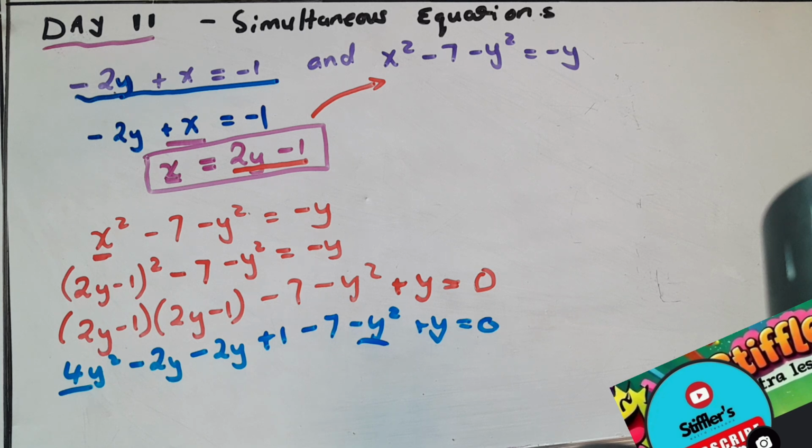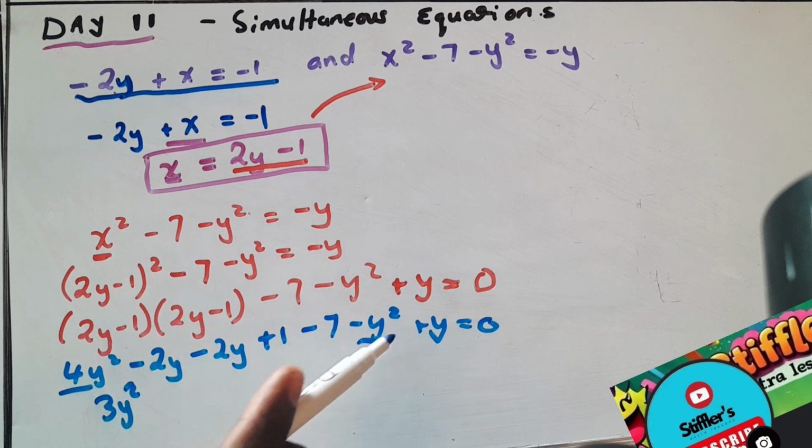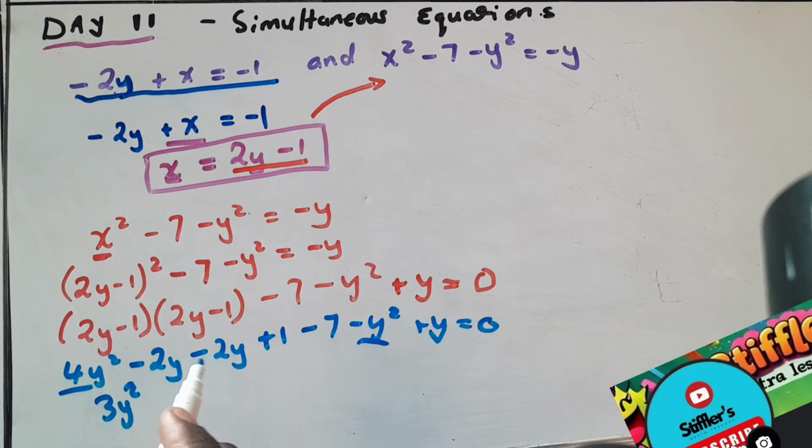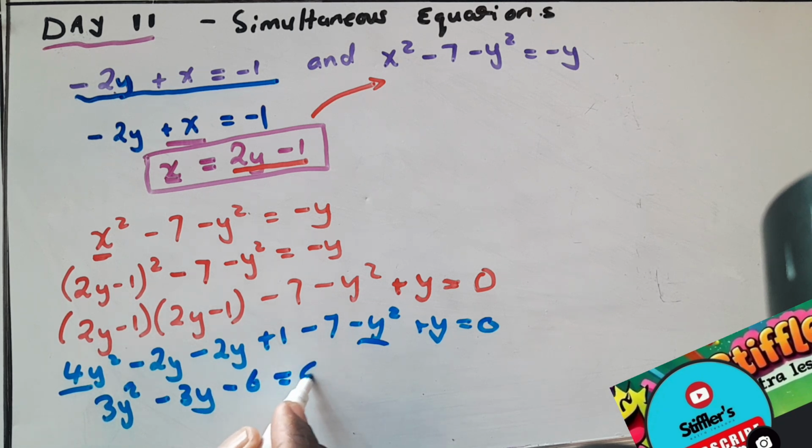So 4y squared minus y squared simply gives us 3y squared. And now we are having the y, right? So we're having negative 2y, and positive y. So negative 2y gives us negative 4y. And then plus that y, it gives us negative 3y, right? And now we're having plus 1 minus 7. So a plus 1 and a minus 7 gives us minus 6. And this will be equal to 0.